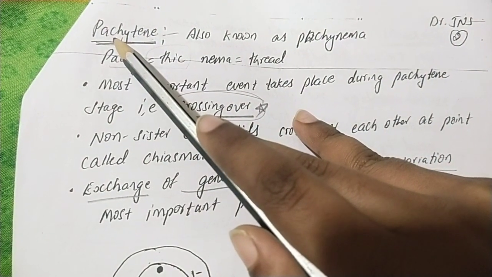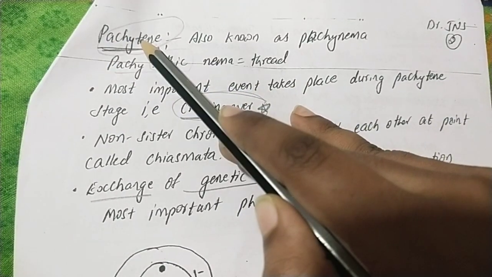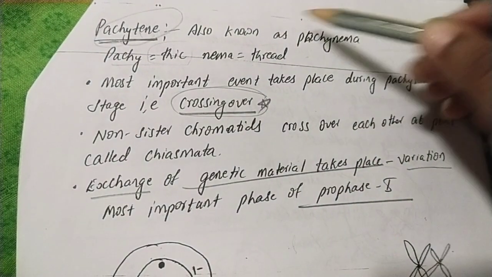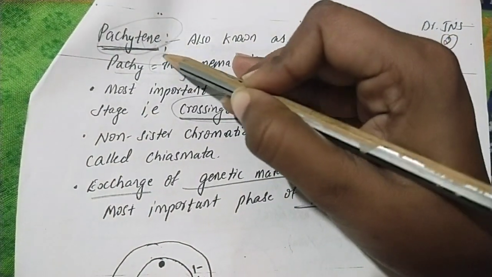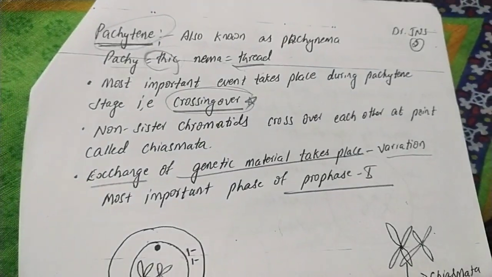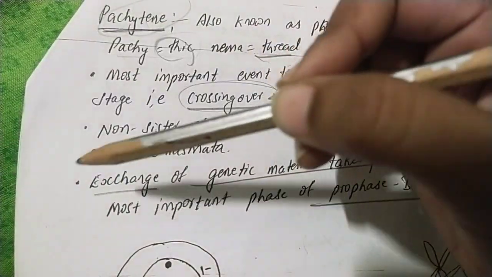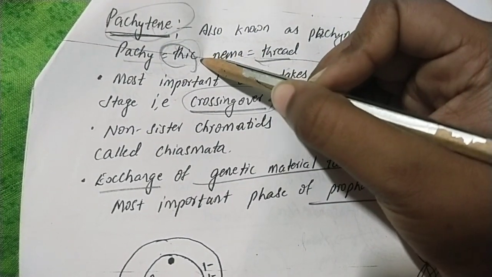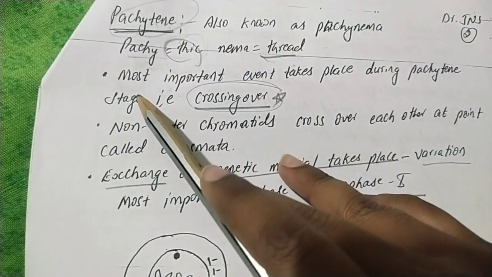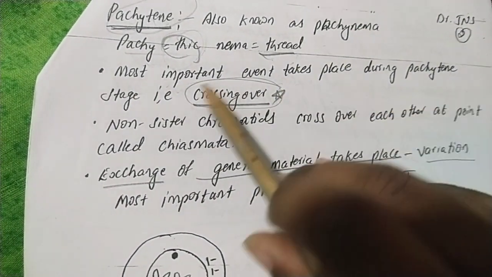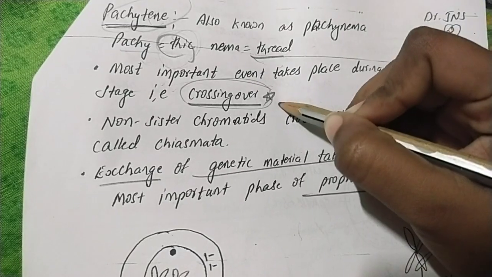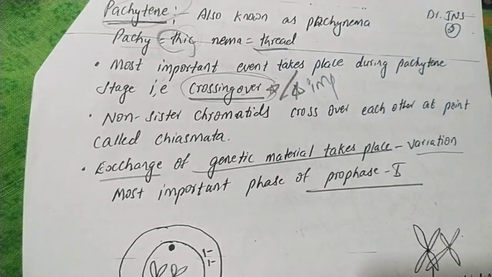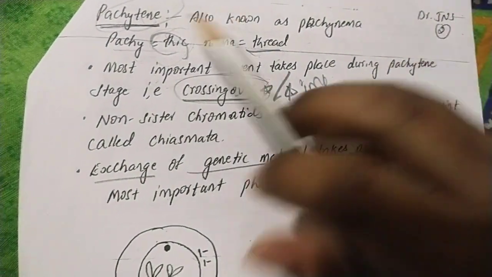Next, the third one is pachytene, also called pachynema. Pachy means thick, and nema means thread. Always remember nema is a thread. Earlier it was single, and after that it's double and thick. The most important event takes place during the pachytene stage, that is crossing over. It's a very important step, always remember, because crossing over takes place here.